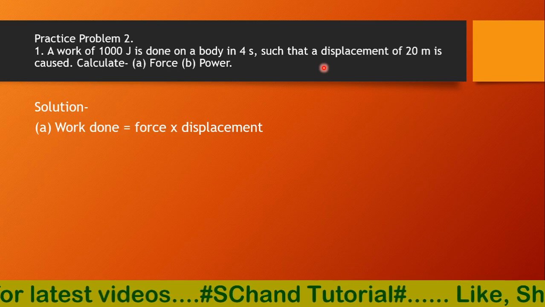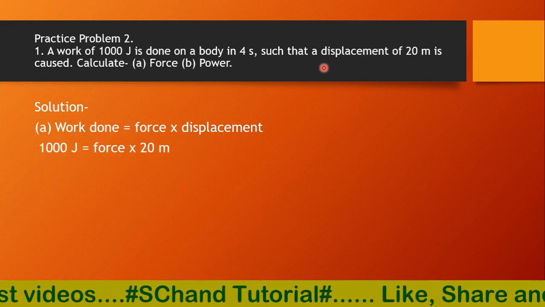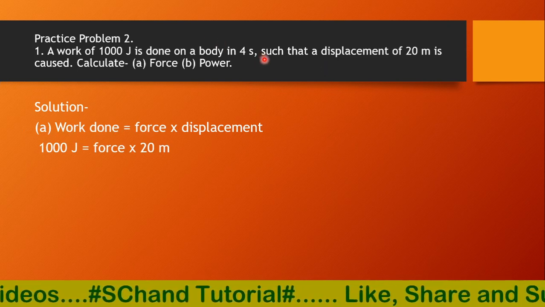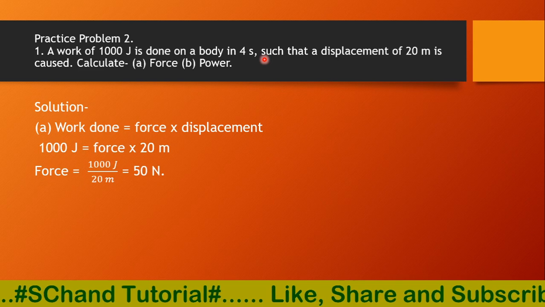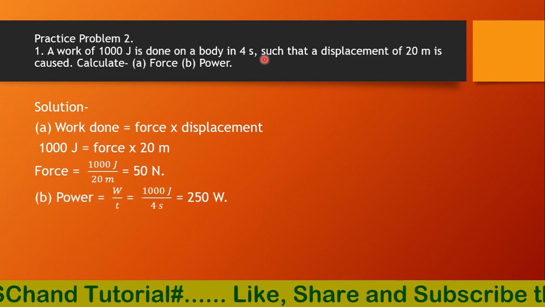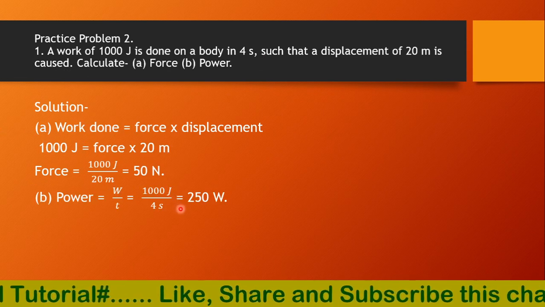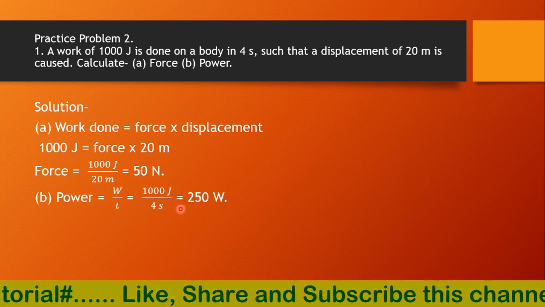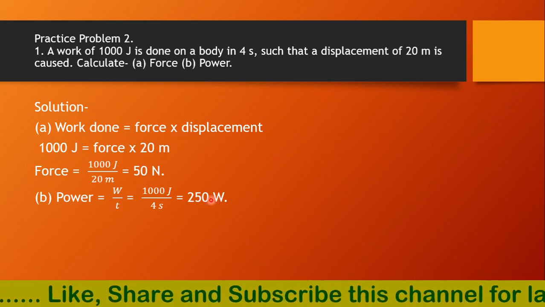Work done is equal to force into displacement. Force we need to calculate, work done and displacement are given in the statement, so we have to put the values. Then force will come out to be 1000 over 20, that is 50 Newton. And if we talk about the power here, power is equal to work done over time. So work done is 1000 and time is 4 seconds, so it will come out to 250 watt. Simple it is, you just have to put the values.